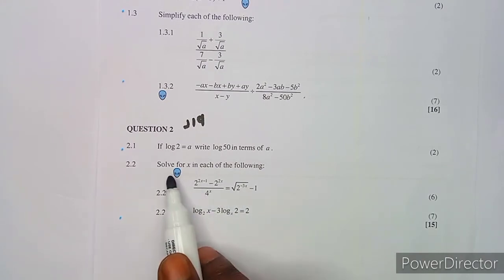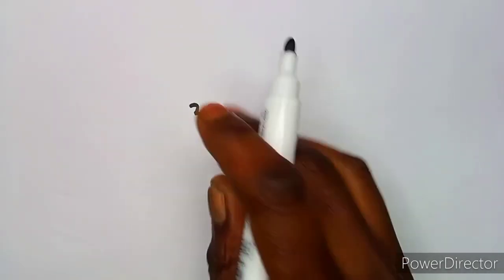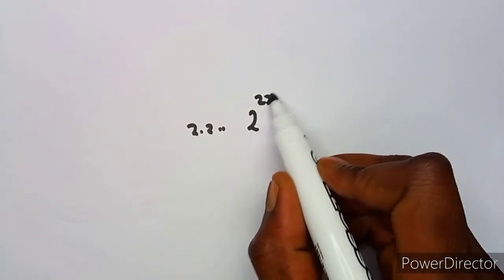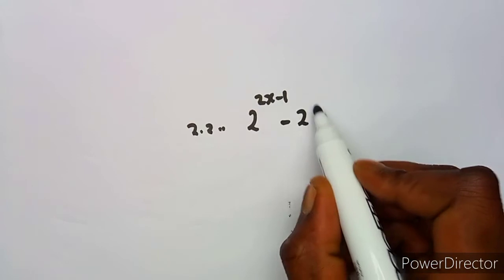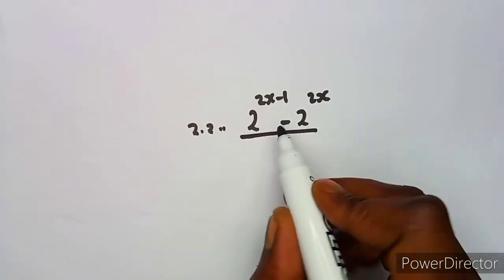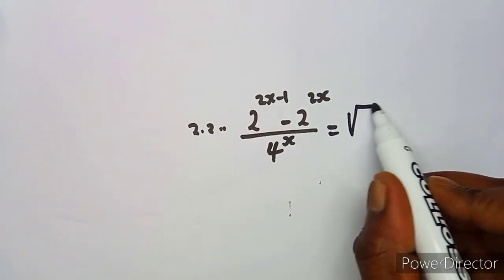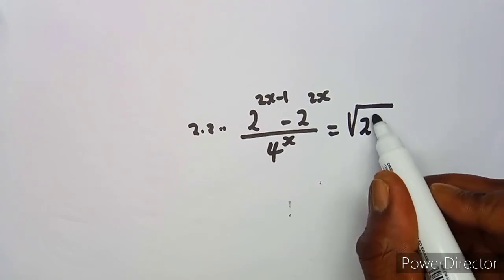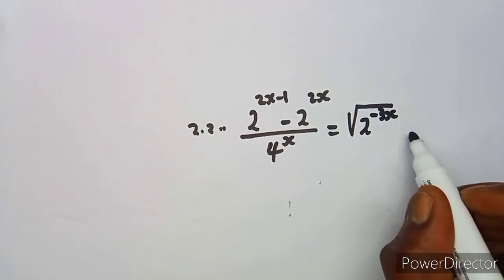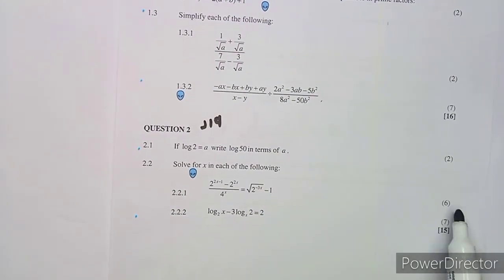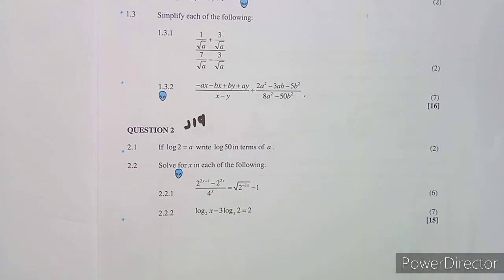Let's see another question that we are actually given, which is to solve for x. Okay, so for x in each of the following. All right, so the first one is 2.21, where we are given some exponents there. It's 2 to the exponent of 2x minus 1 minus 2 to the exponent of 2x, everything over 4 to the exponent of x. All right, then this one is the square root of 2 to the exponent of minus 3x, like this, minus 1. All right, so take note, guys, this is what you're actually given, and you've got 6 marks for that.